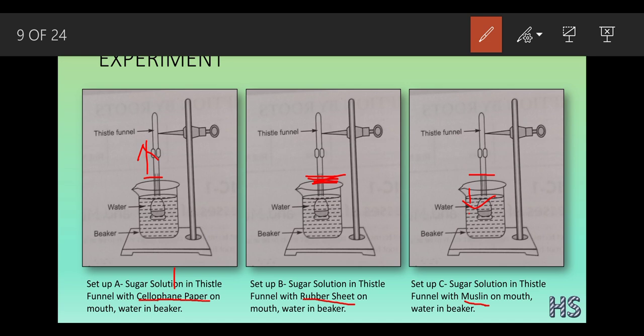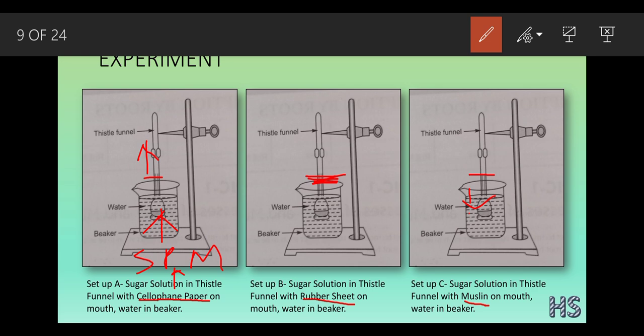This cellophane paper is semi-permeable in nature, which I am going to write as SPM. What do you mean by SPM? Semi-permeable membrane. As it was a semi-permeable membrane, the water molecules which were in the beaker entered into this thistle funnel. So that is why the solution inside the thistle funnel also rose. This was the first reason.